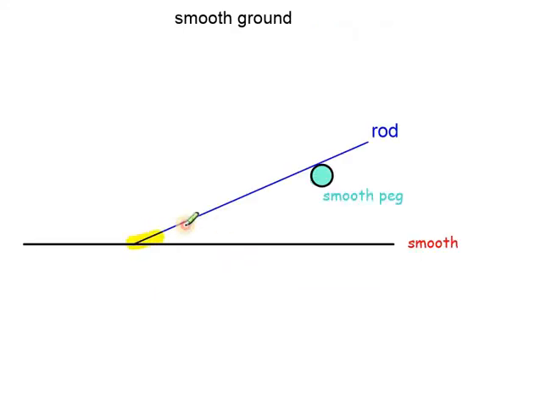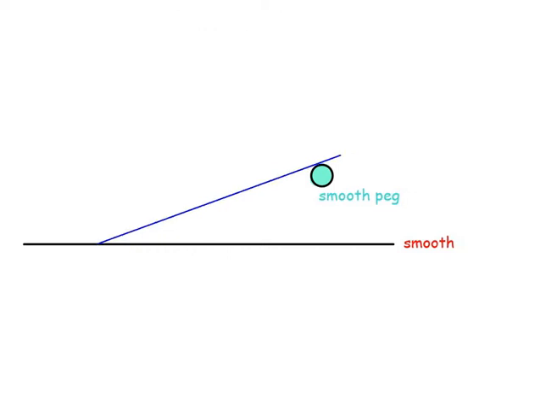So here we have a rod which is in contact with a smooth peg, and the rod is also resting on a smooth horizontal surface. As all surfaces are smooth, the rod will move until it falls off the peg and falls onto the ground. There are no frictional forces.